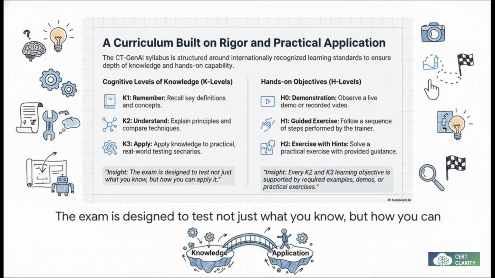And this all ties back to the cognitive levels of knowledge, or K levels. K1 is just remember. Can you recall a fact? K2 is understand. Can you explain what it means? But K3, that's apply. Can you actually use what you know in a practical situation? And guess what? Those K3 questions are worth more points for a reason. They really test if you can do the job. Knowing the K level helps you figure out how much brain power and time to give a question.